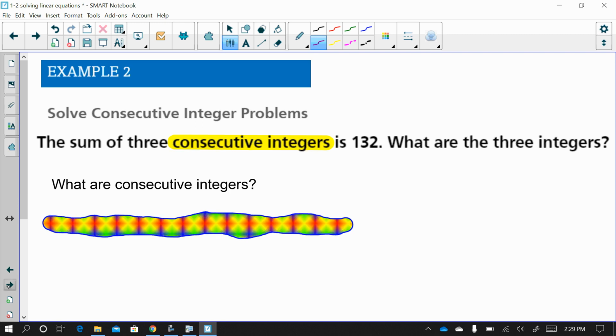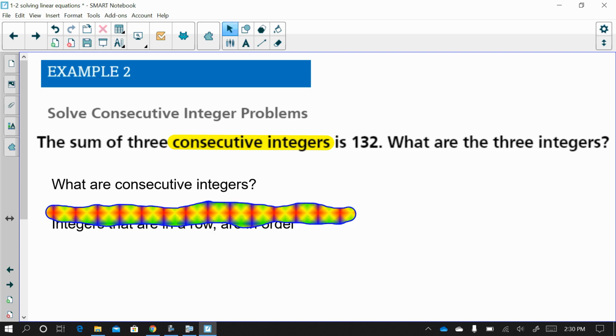Okay, next example. We're going to solve consecutive integer problems. Okay, so again, this book likes to give us a problem and then teach us how to do it. So the problem is the sum of 3 consecutive integers is 132. What are the 3 integers? So the first thing I'm going to ask is, what does consecutive mean? Okay, consecutive, if I'm talking about students in 3 consecutive desks, means 3 desks in a row. Okay, so consecutive integers are 3 numbers in a row.